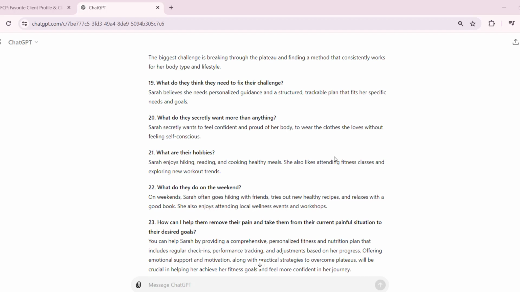20, what do they secretly want more than anything? Sarah secretly wants to feel confident and proud of her body, to wear the clothes she loves without feeling self-conscious.